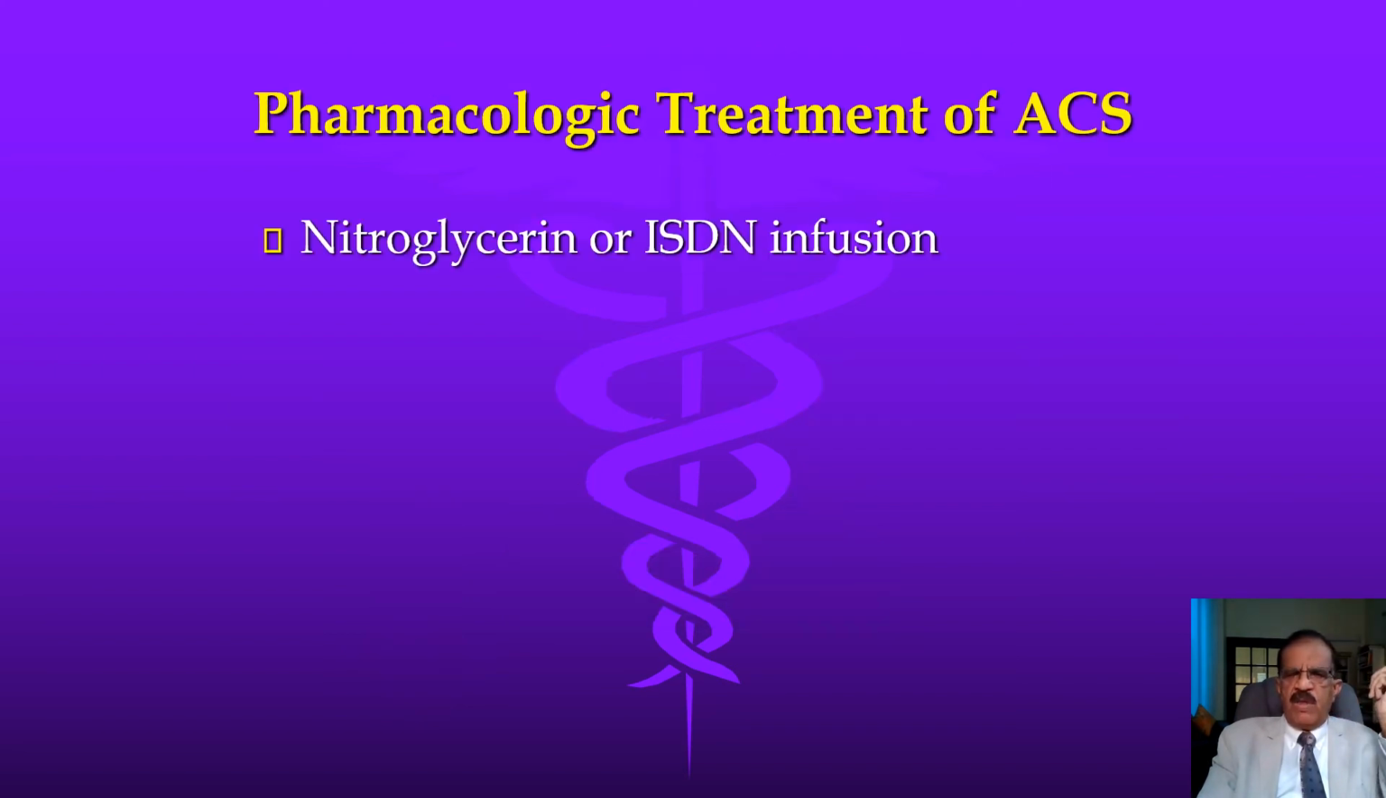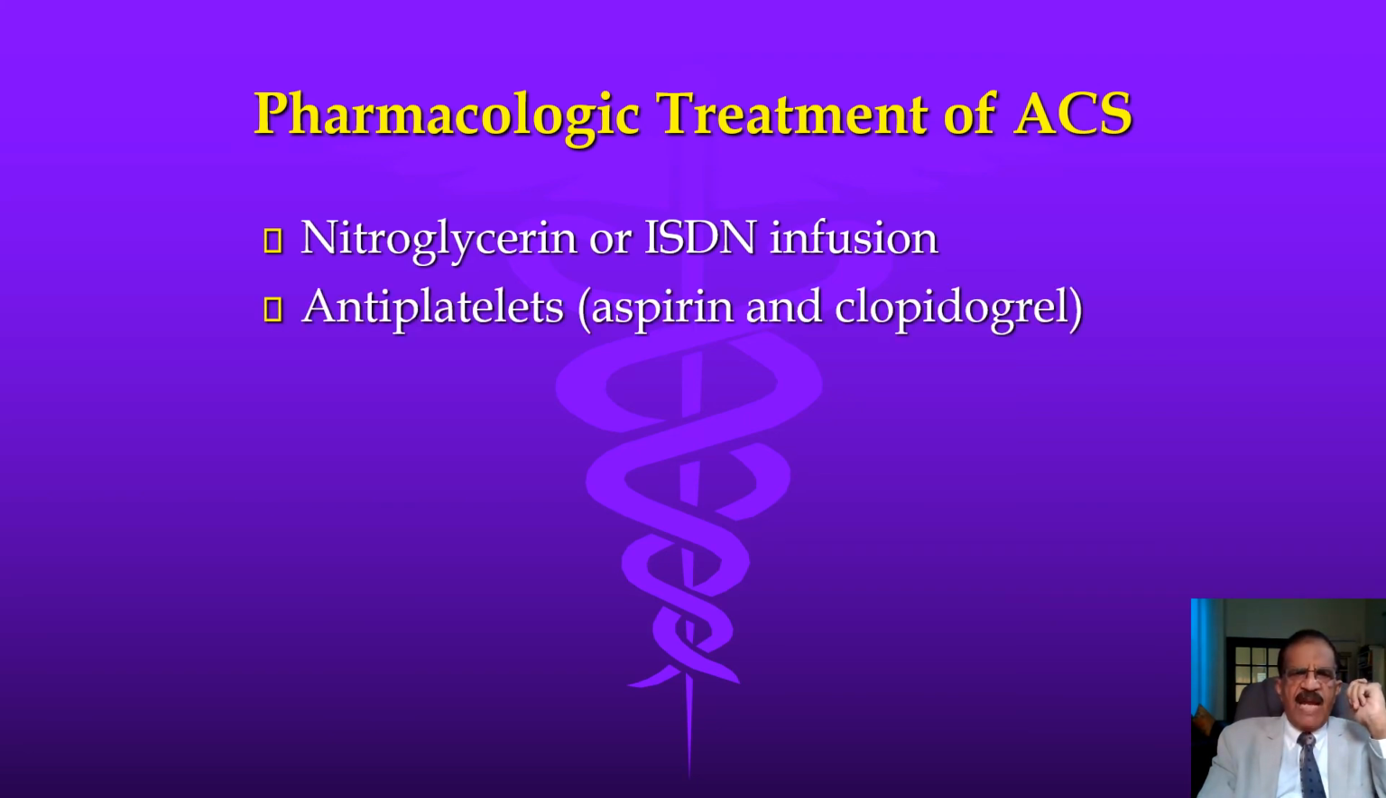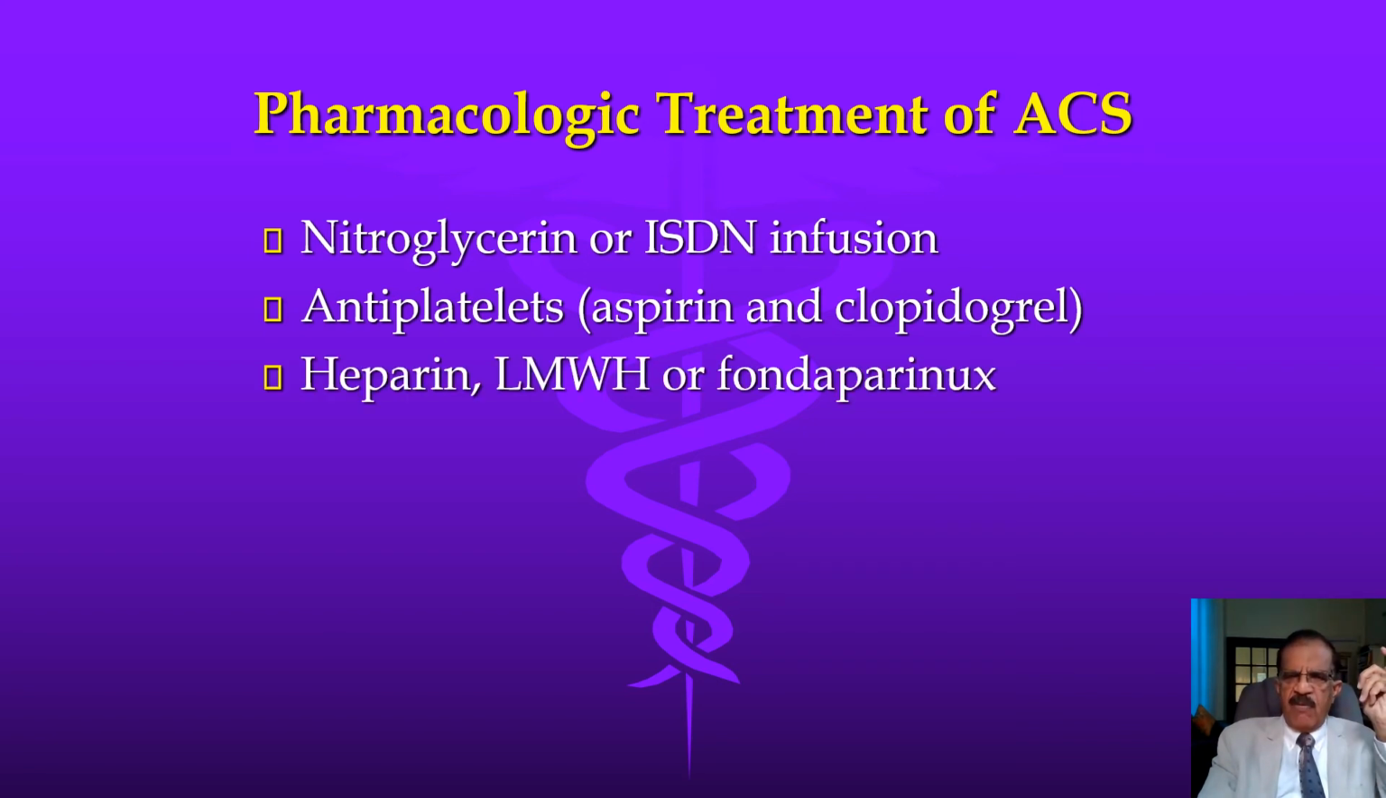We give nitroglycerin and isosorbide dinitrate. We give antiplatelets, aspirin and clopidogrel. We give heparin, we give low molecular weight heparin, and we also may give fondaparinux. Low molecular weight heparin is the improved version of non-fractionated heparin. Then fondaparinux is actually that part, the pentasaccharide part of heparin which actually works. So whichever is available, this one is perhaps most effective, can be given.